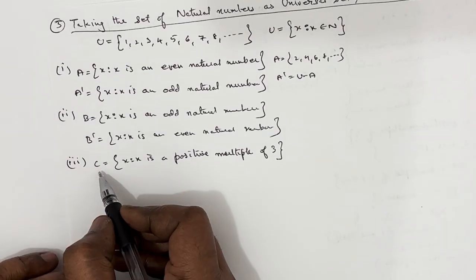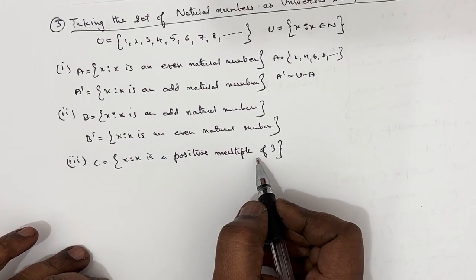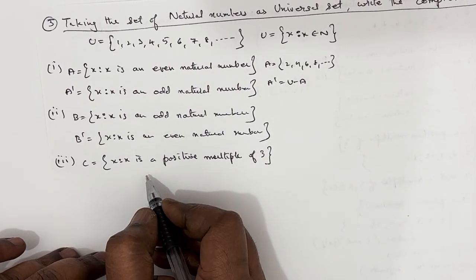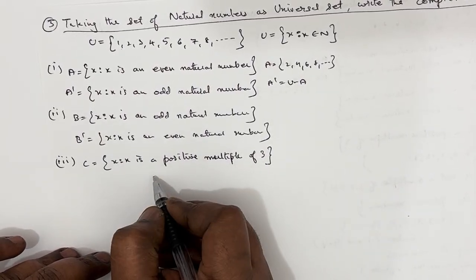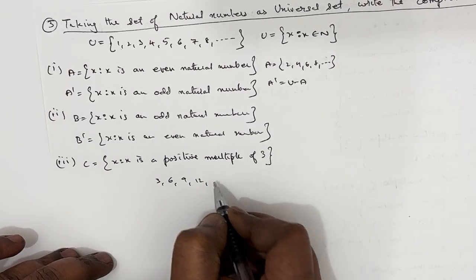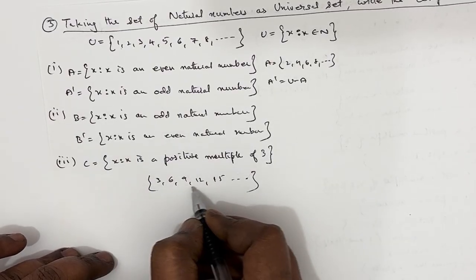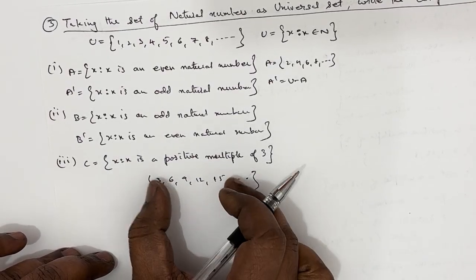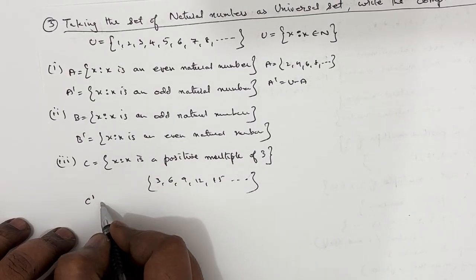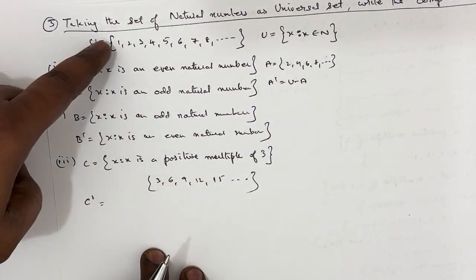Now let's go to the third one. Let the next one be C equal to x such that x is a positive multiple of 3. So the multiples of 3. What are the multiples of 3? You have 3 ones are 3, 3 twos are 6, 3 threes are 9, 3 fours are 12, 3 fives are 15, and so on. These are the multiples of 3. This is this set. Then what will be C complement? C complement will be U minus this.